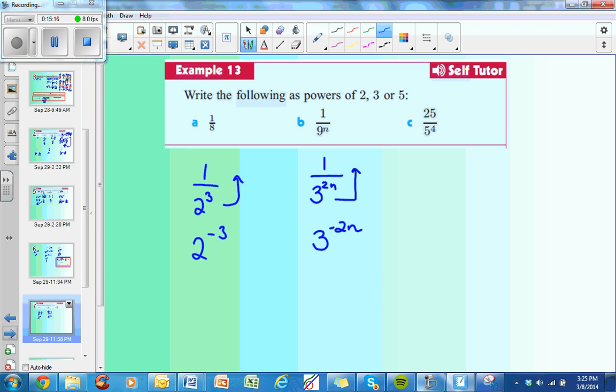Okay, so 25 is 5 squared divided by 5 to the 4th. Remember, if we're dividing a power by a power and they have the same base, in this case 5 and 5, we can subtract their exponents and get 5 to the power of negative 2. Good.